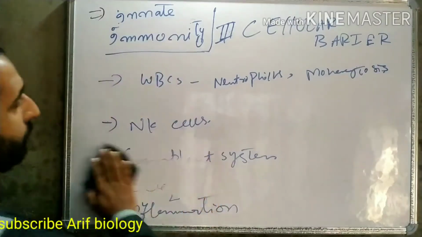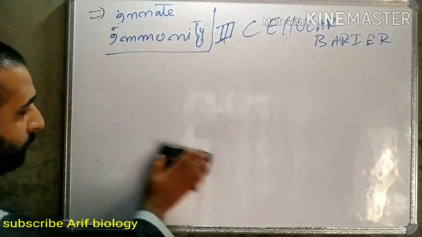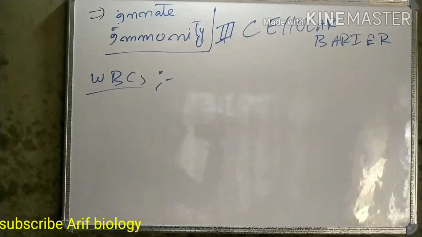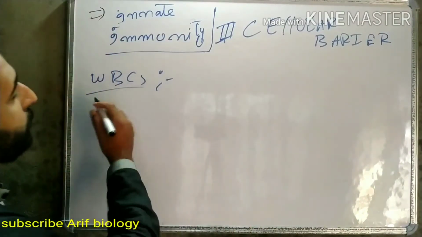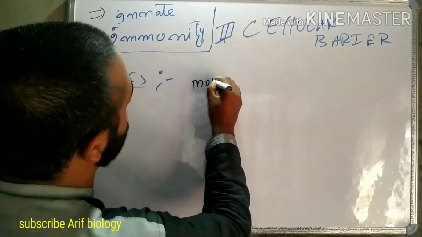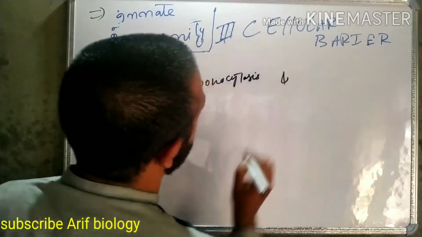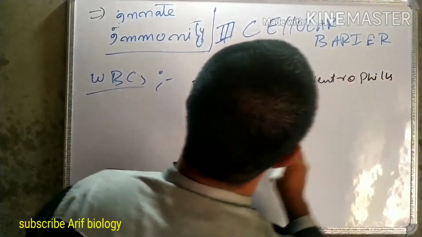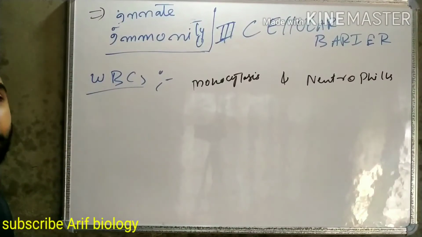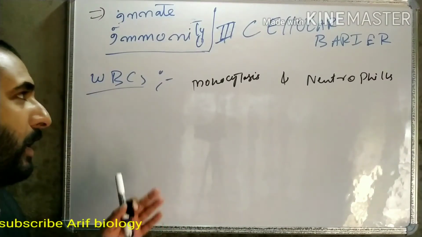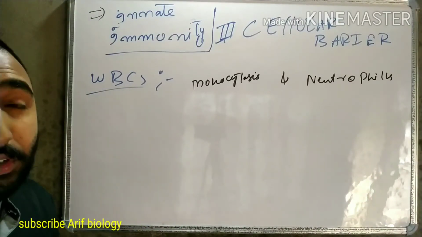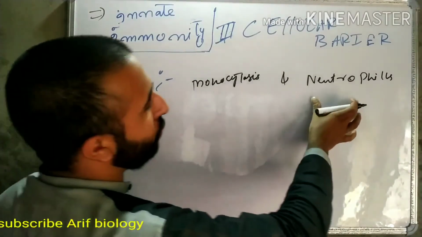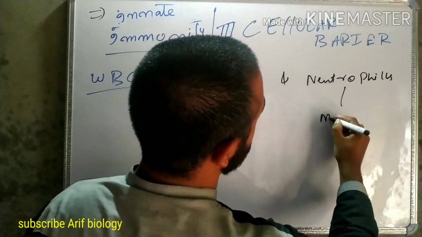Let me discuss one by one. First we will discuss the WBCs. WBCs are, as I already told, monocytes and neutrophils. As you know that WBCs हमने already एक chapter में पढ़ी हैं, वहाँ आप देख सकते हैं. That video is present on my YouTube channel, where I told you that WBCs are actually two types, agranulocytes and granulocytes. These monocytes are actually agranulocytes and neutrophils are actually granulocytes, and they are most abundant.